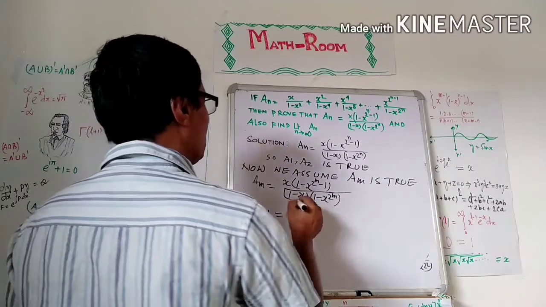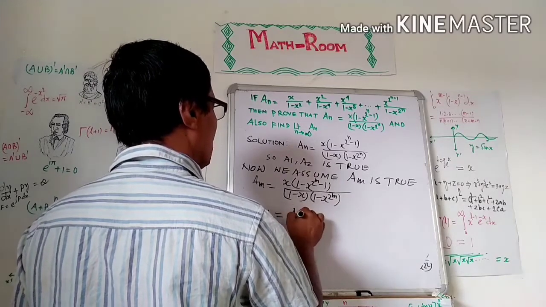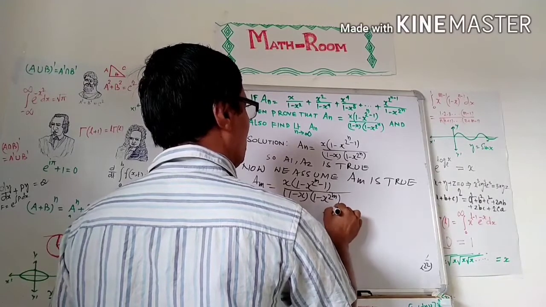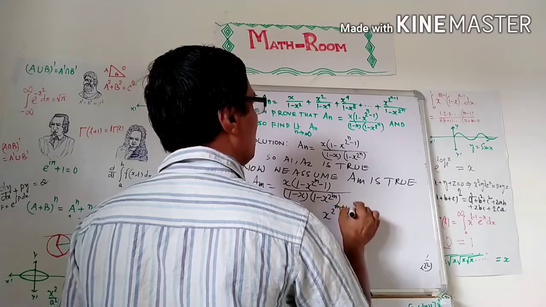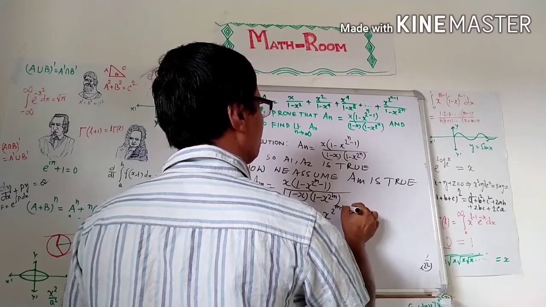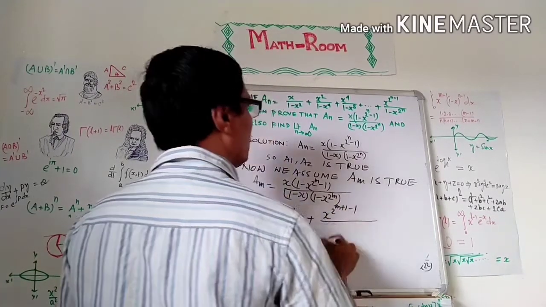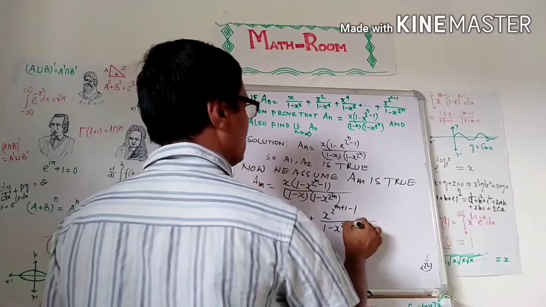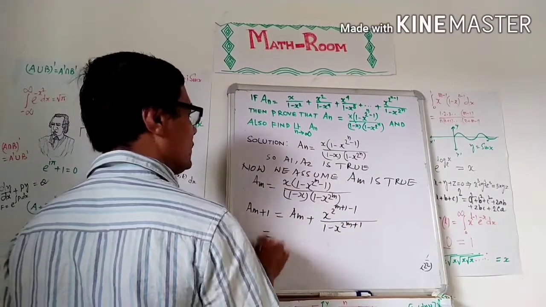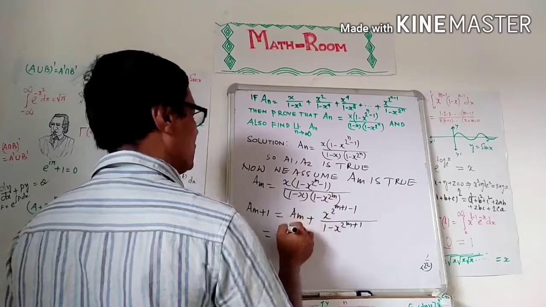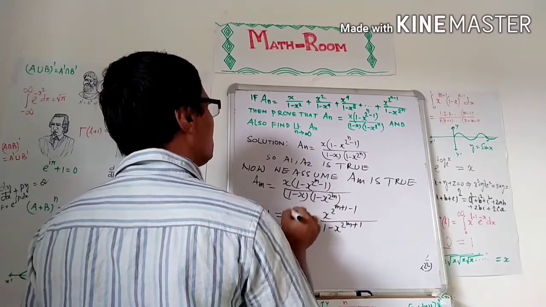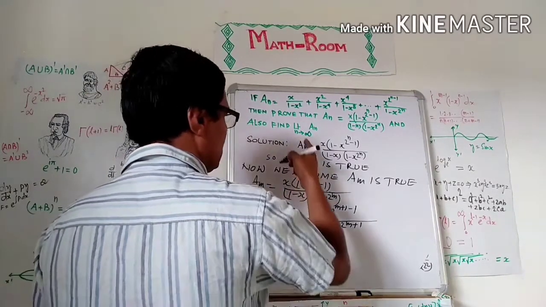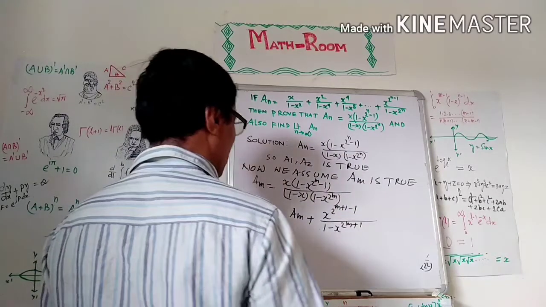For n equal to m plus 1, we can write S(m+1) equal to S(m) plus x to the power 2 to the power m plus 1 minus 1 over 1 minus x to the power 2 to the power m plus 1. We have assumed S(m) is true, that is, this expression is true for n equal to m.